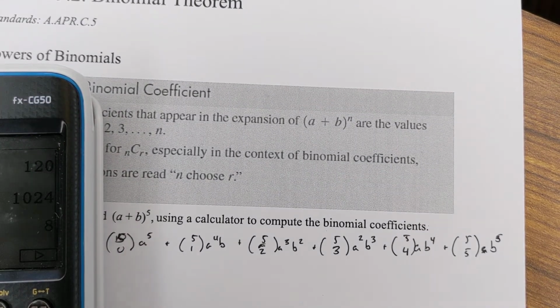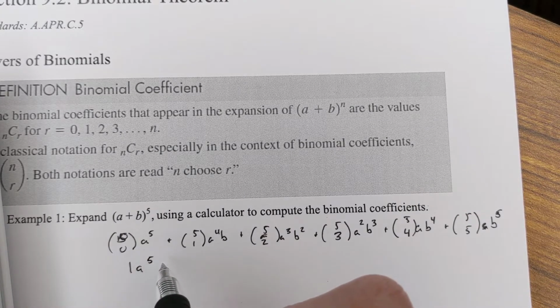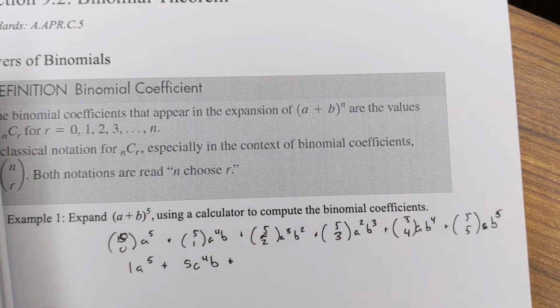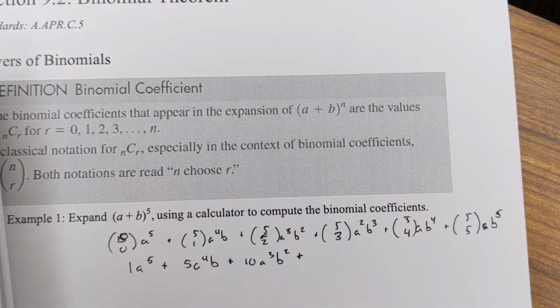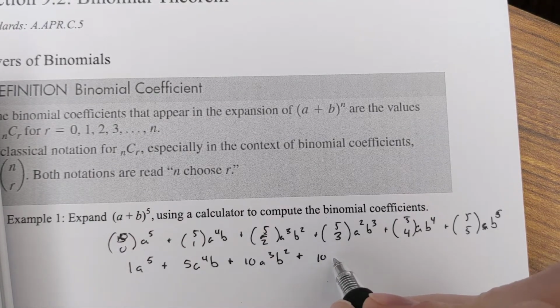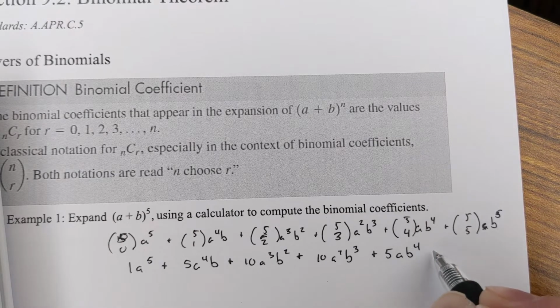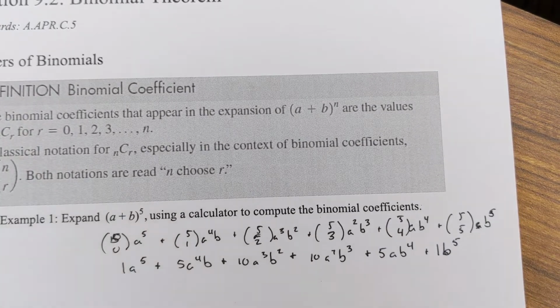So let's see here. This is 1, so 1a to the fifth plus 5a to the fourth b plus 10a cubed b squared plus 10a squared b cubed. This is going to be 5 again, and this is going to be 1 again. So that is the expansion if you actually worked it out.